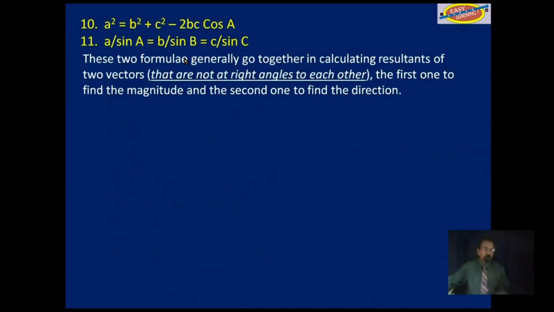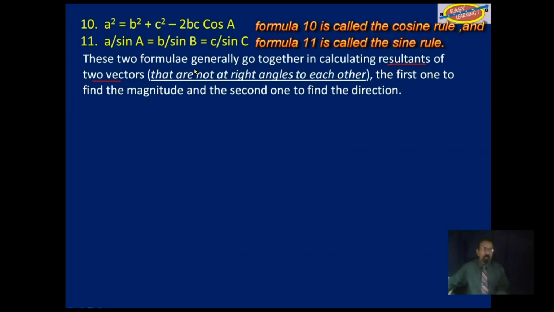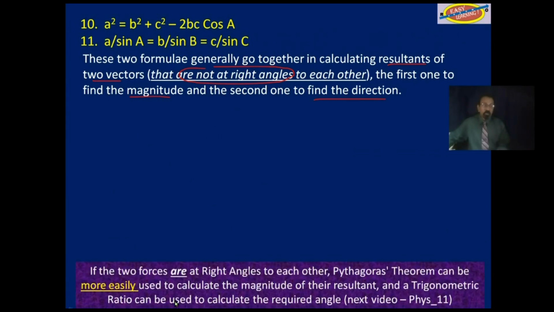Now, these two formulae generally go together in calculating resultants of two vectors that are not at right angles to each other. The first one calculates the magnitude and the second one finds the direction. If these two forces are at right angles, then we can use Pythagoras' theorem and one of the trigonometric ratios to find the resultant and its direction. But we will deal with that in the next video.